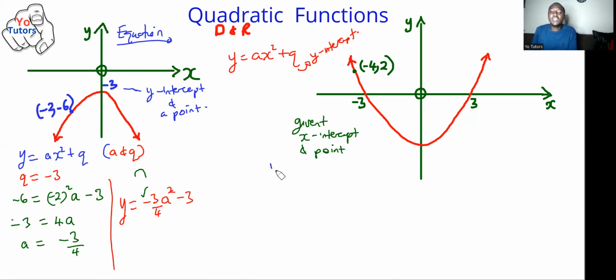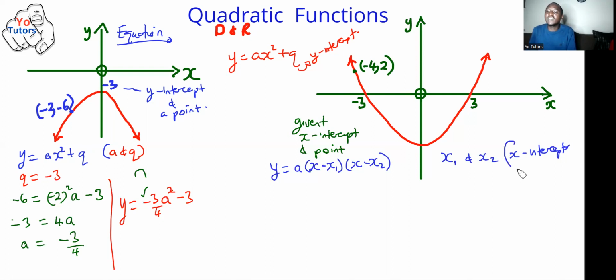You need to use this equation here. y is equal to a(x minus x1)(x minus x2). Now what are x1 and x2? These are the coordinates that were given here. So here x1 and x2 are your x-intercepts. That's what we know here. These are your x-intercepts, x1 and x2.